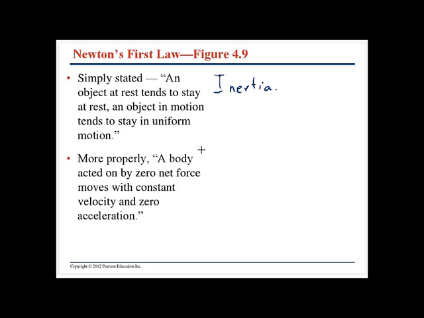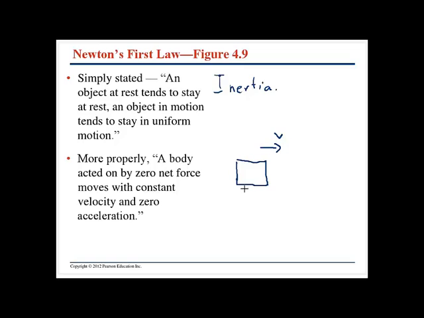More properly stated, as stated by Newton, a body that is acted on by zero net force moves at a constant velocity and zero acceleration. So if we consider an object that is moving with some velocity, then it's not accelerating because it's moving at a constant velocity, and it also has zero net force on it.